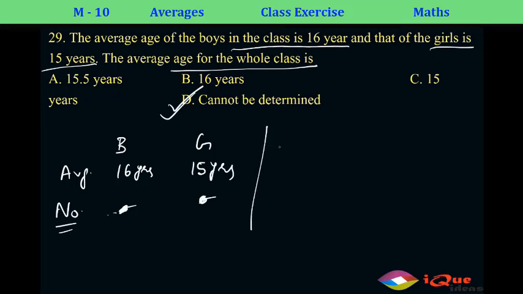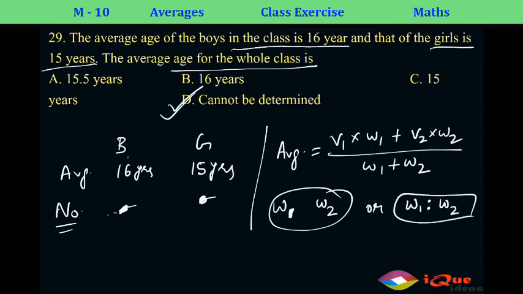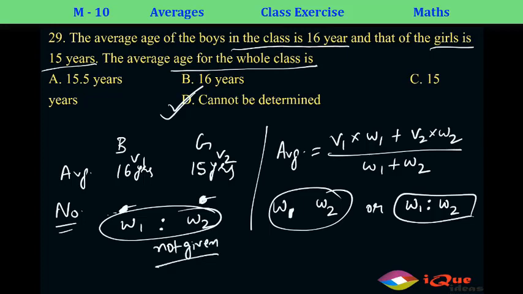Alright, because the combined average formula that we have done is V1 into W1 plus V2 into W2, divided by W1 plus W2. So either W1 and W2 are given, or even if we have the W1 to W2 ratio, we could have found it. Here V1 is given as 16, V2 is given as 15, but W1 and W2, even the ratio, is not given. Right? So we cannot find the answer to this question. So the answer is option D, cannot be determined. Let's go to the next question.